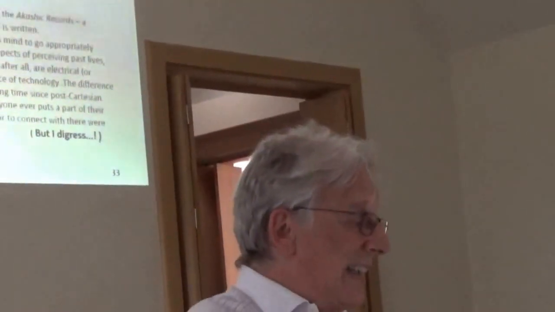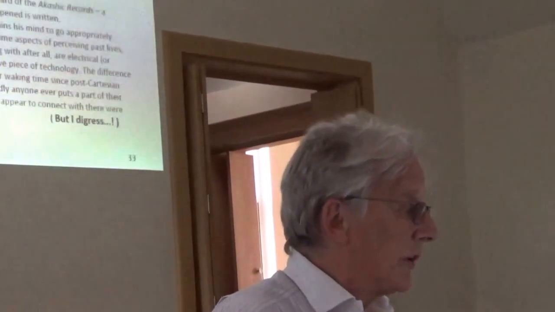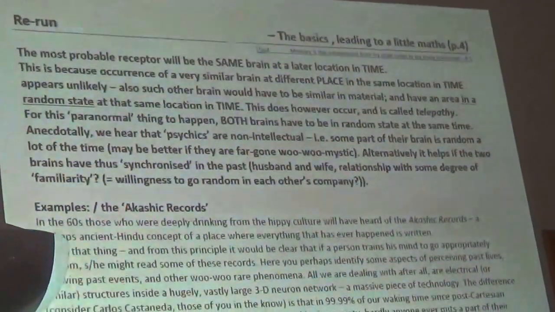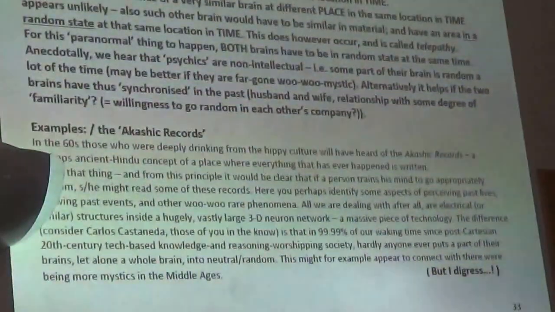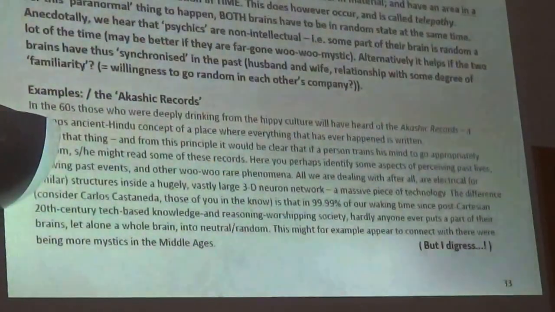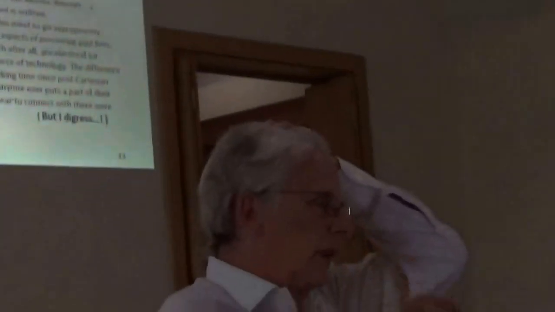Anecdotally, we hear that psychics, those who can do this, are non-intellectual. Some part of their brain is random a lot of the time. It's better if they're far-gone woo-woo mystics, right? If they're not living in the Cartesian world. Alternatively, it helps if the two brains may be synchronized, like husband and wife. My wife used to call the phone. I always knew it was her on the telephone. You've all had that experience, I expect. Maybe willingness to go random in each other's company makes it happen.